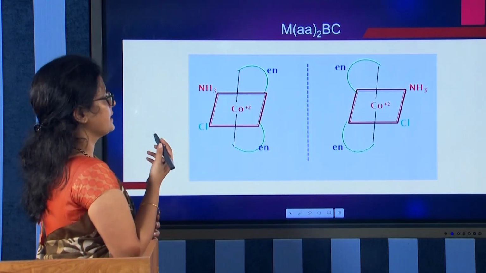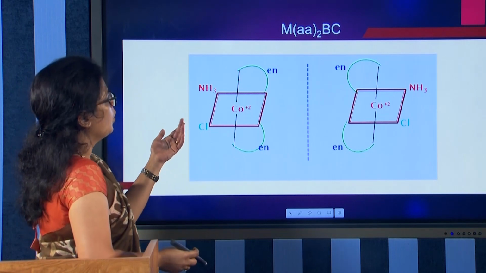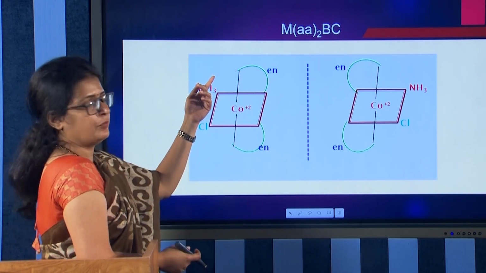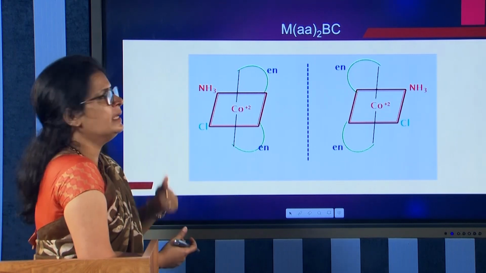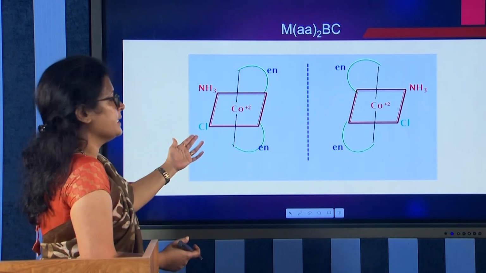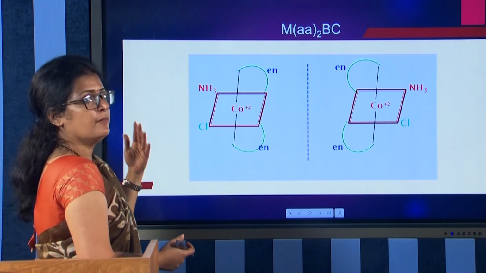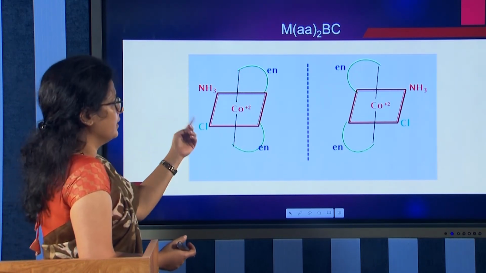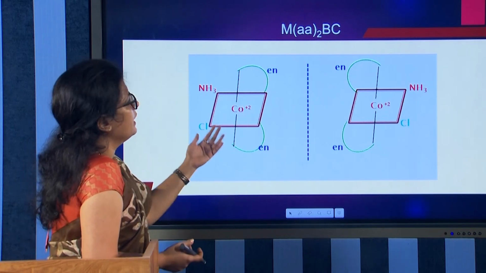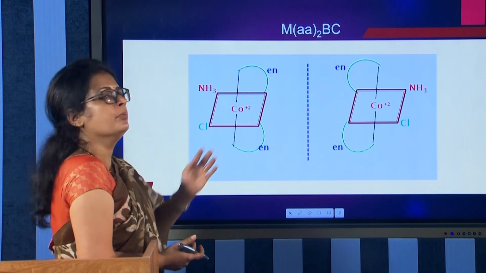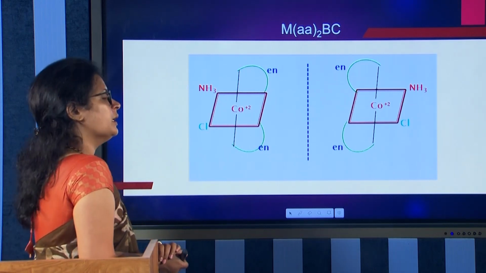And another example is Co(en) twice NH3 Cl. Here it is of type MAA twice BC, because B and C are different, the unidentate ligands are different. NH3 in the previous example was the same; in this case it is different. Again, these are also examples of optical isomers because they form non-superimposable mirror images.